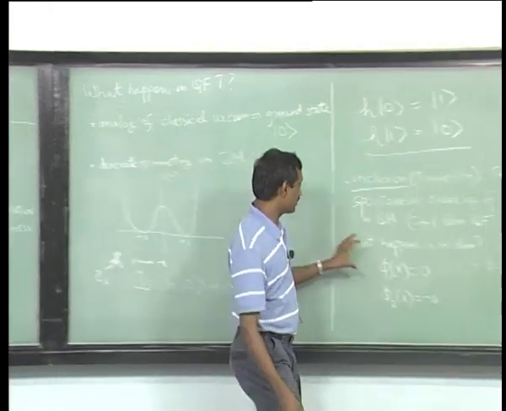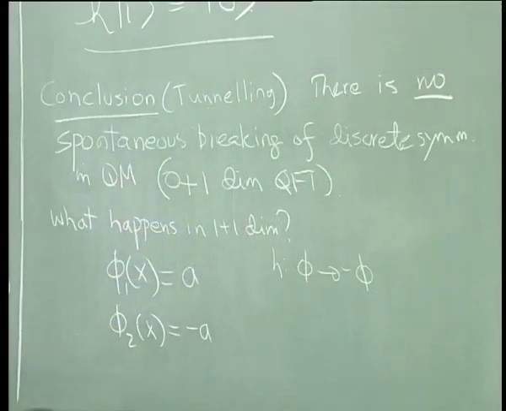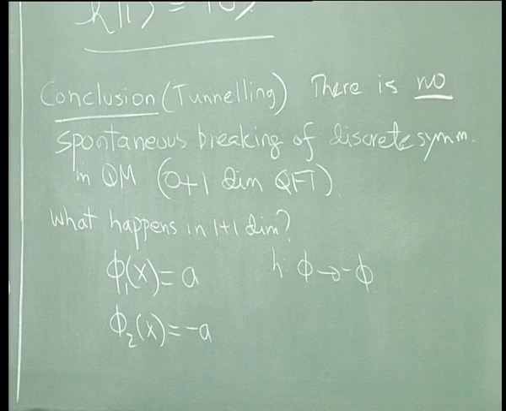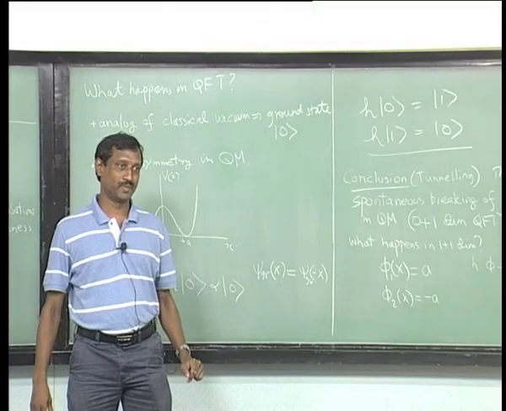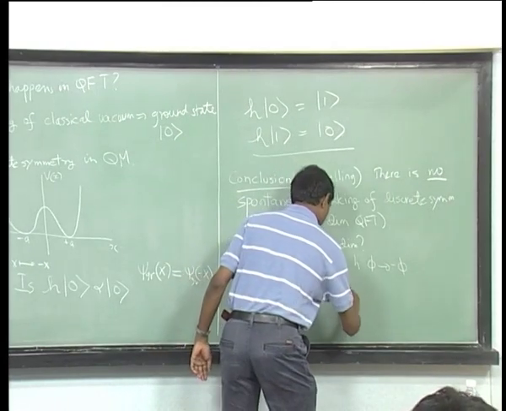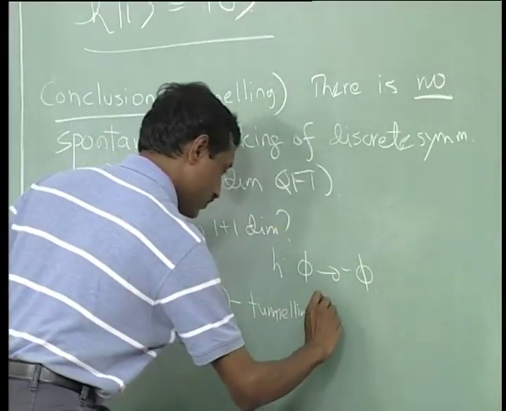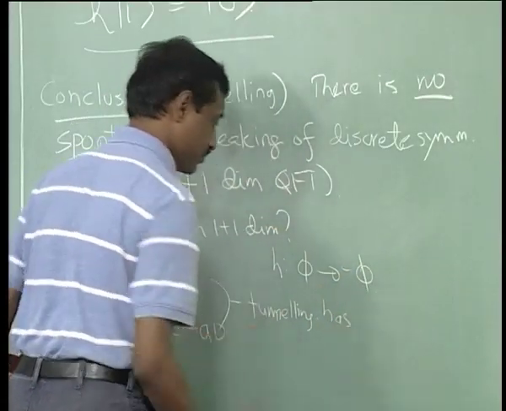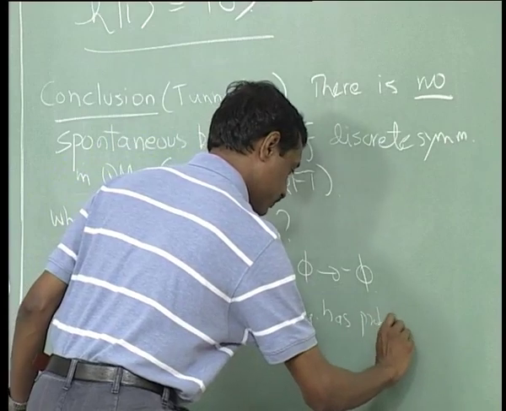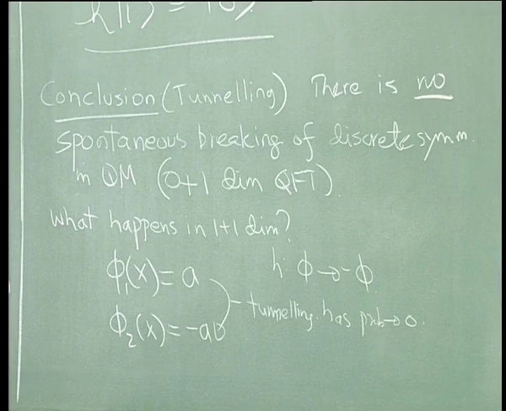So, the point is that in any field theory other than quantum mechanics, discrete symmetries can be spontaneously broken, okay. Really, tunneling has probability tending to 0. So, if you discretize the thing, you will see that you require some bunch of things, but if you take the continuum limit, you get 0, okay.